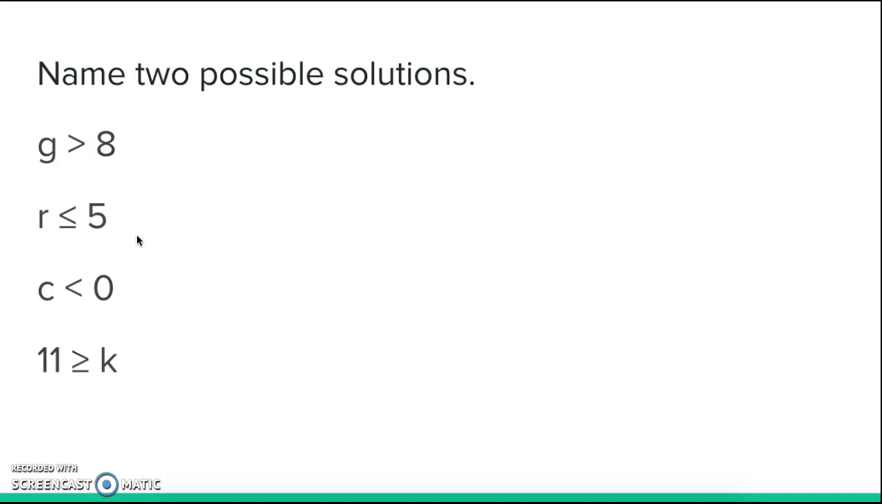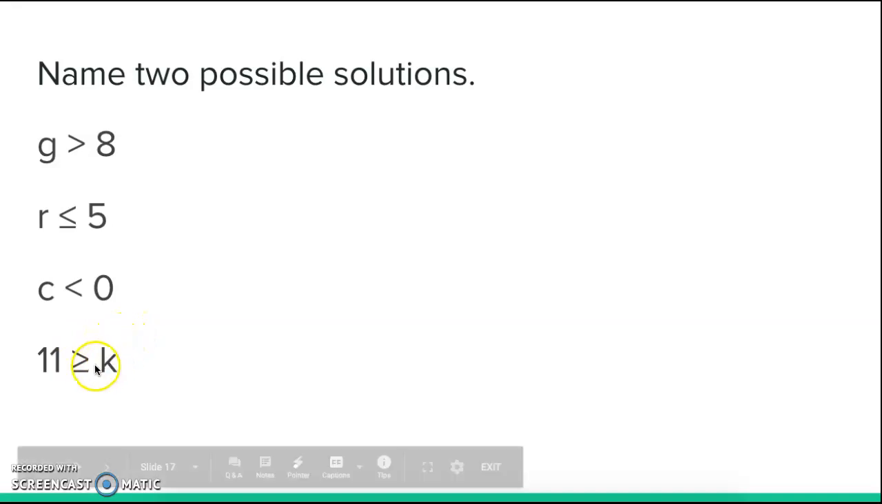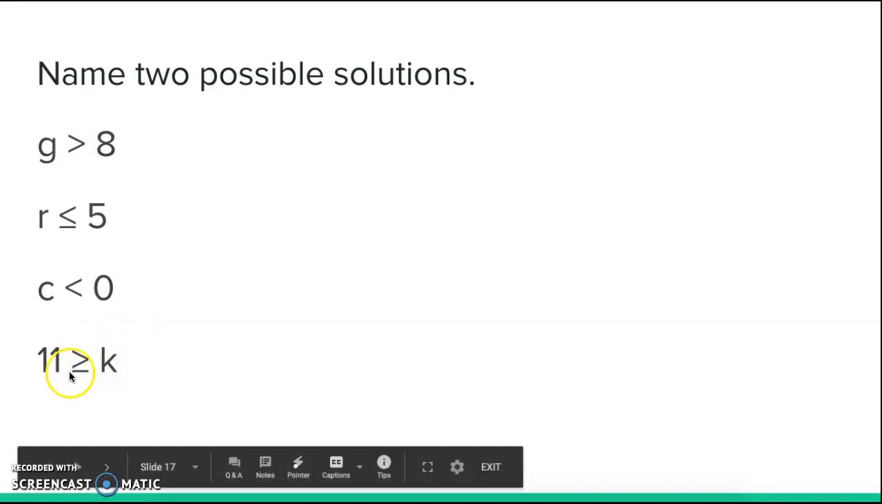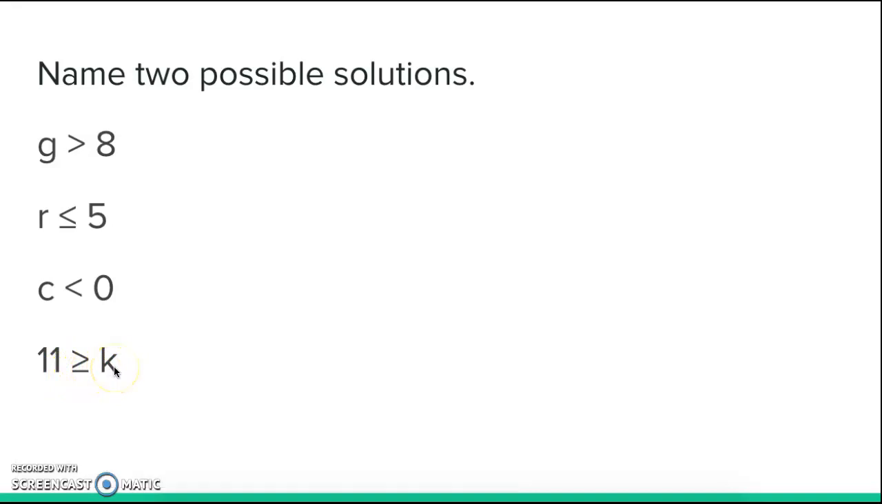Our last one is a little tricky because the inequality is kind of written backwards. We're going to see the variable on the left-hand side most of the time, but we can flip them around and we just have to read this really carefully. So 11 is greater than or equal to k. What are two numbers that k could be so that 11 is greater than or equal to k? The first number that I thought of was 11 because of that "or equal to" piece. So 11 is greater than or equal to 11.